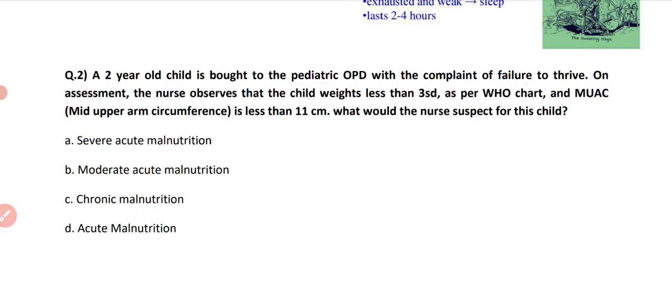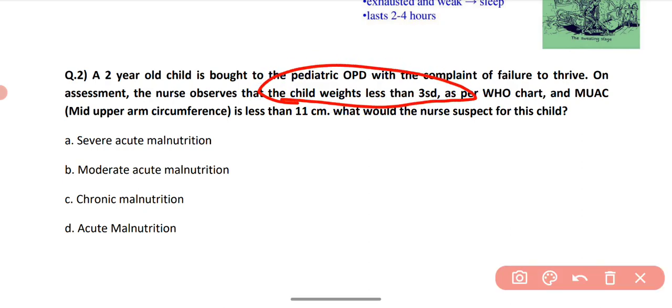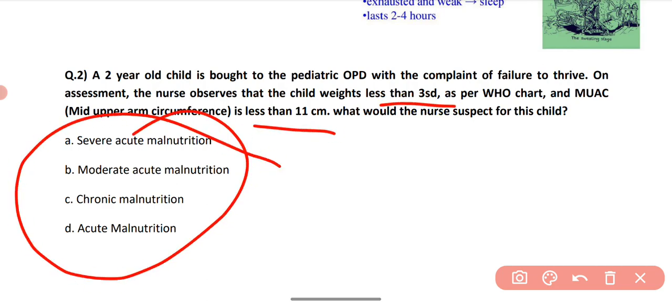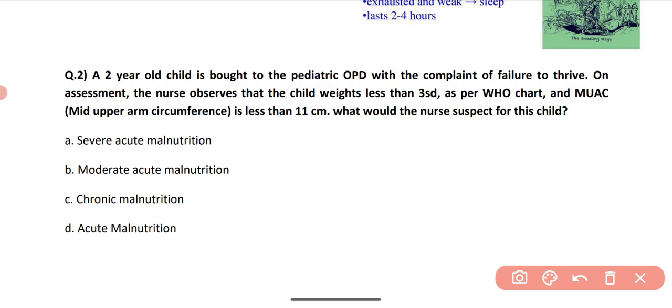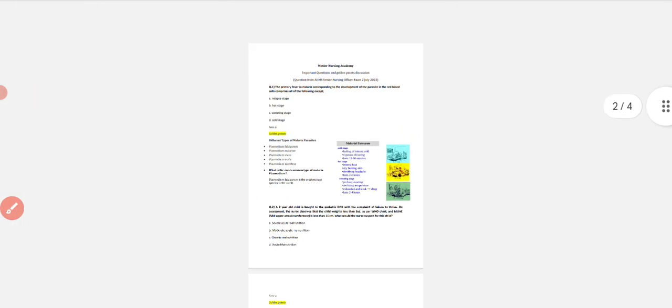So here in this question the first keyword is the child less than 3 standard deviation, and the second keyword is mid upper arm circumference less than 11 centimeter. Based upon these two categories only we are going to select the option. They have given 4 options: severe acute malnutrition, moderate acute malnutrition, chronic malnutrition and acute malnutrition. Let's see which is the right answer.